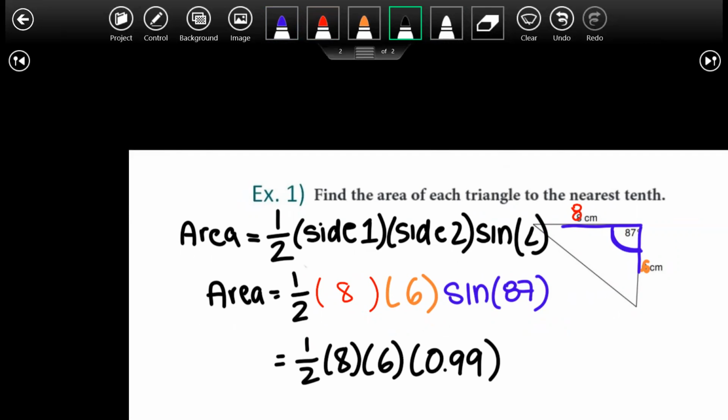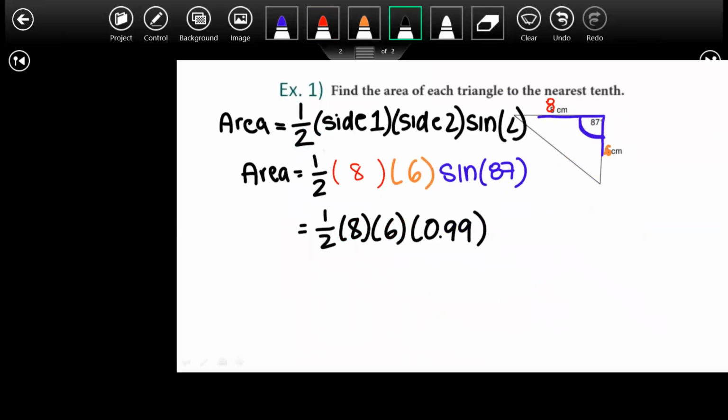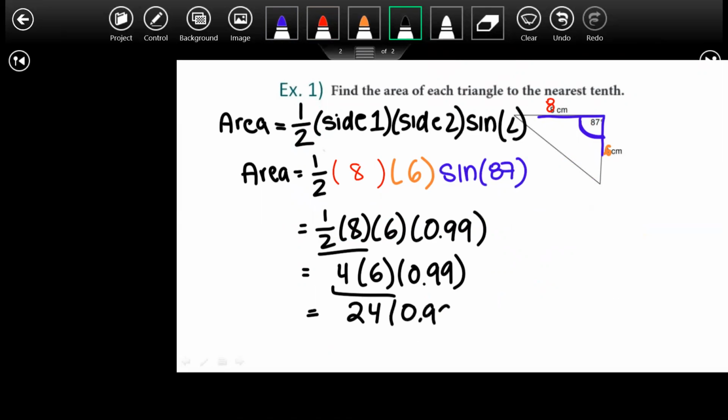And all you got to do is plug everything back in. So do the first two terms. What's half of 8? 4. And I'm doing a lot of extra. You do not have to do this. This is just extra. What's 4 times 6? 24. And then 24 times 0.99. I think it's going to be 23 something, right?